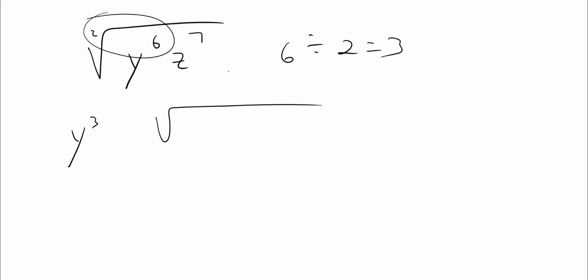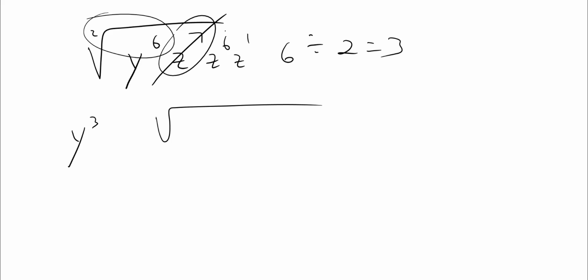It goes in evenly. This z to the 7th, you can't divide it by 2. So what's the biggest number you can take out? Well, do you guys agree 2 goes into 6 evenly? So that means I can rewrite this z to the 7th as z to the 6th times z to the 1st.